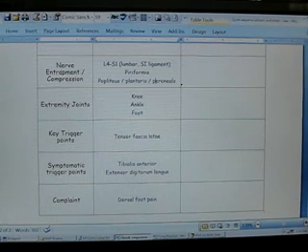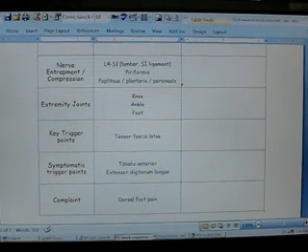I hope that's helpful in creating the quick sequence somatic worksheet.